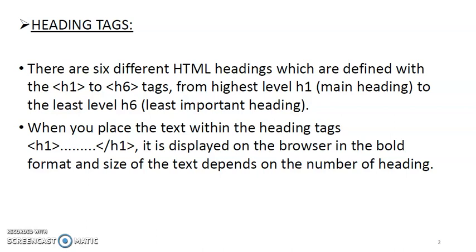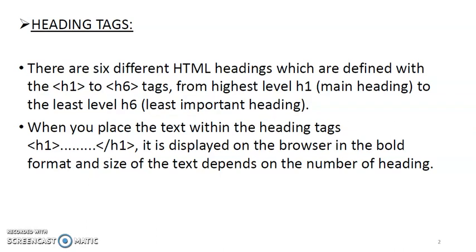it is displayed on the browser in bold format, and the size of text depends on the heading number. If I am writing H1, then it displays the heading in bold and the size is bigger. And if I am writing H6 and in between that tag I am specifying some text, then that text is shown in bold format and the size of text is small. Okay, this is the difference between H1 to H6.